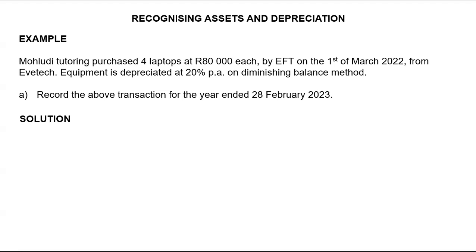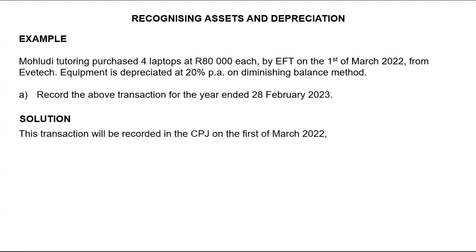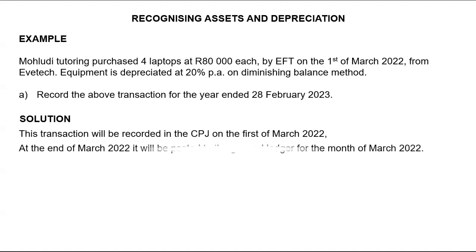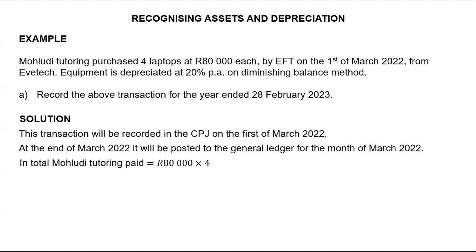Let's start from the beginning. These laptops were purchased for cash. So where will we record them? In the month of March, on the 1st of March 2022, they will be recorded in the cash payments journal because money went out. At the end of March 2022, it'll be posted to the general ledger for the month of March 2022. And in total, please note that Muhludi Tutoring paid 80,000 times 4, which is 320,000.